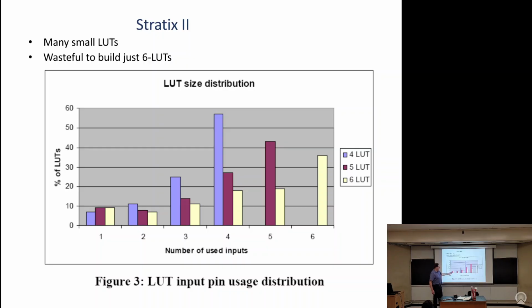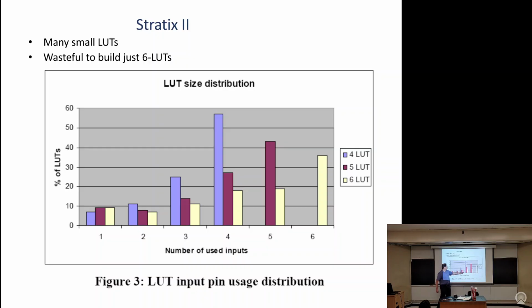This is showing the output of that tech mapping step. So we stop the CAD flow after that point and we measure what have we got. We have to tell the technology mapping step how many inputs are there in our LUT. So we could say we're doing a 4-LUT or a 5-LUT or a 6-LUT. So the blue bars here is Altera told the CAD tool you have a 4-LUT.